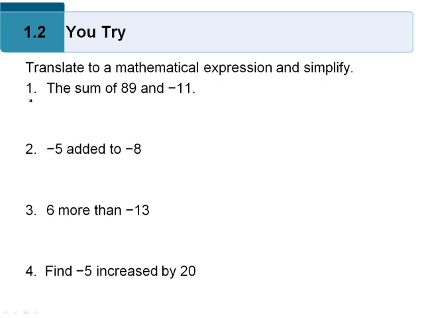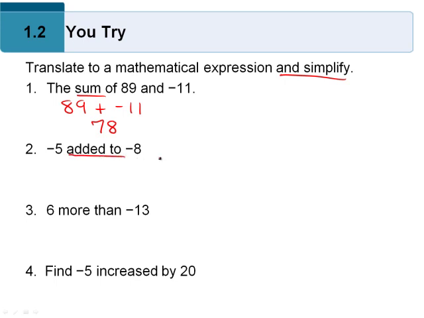Okay, so let's look at the you-tries. The sum of 89 and negative 11. So we're talking about a sum. This goes right in order. 89 plus negative 11. And you can either put the negative 11 in parentheses or not. It's up to you. So now it says and simplify. So 89 plus negative 11, the signs are different, so we have to subtract, keep the sign of the bigger number, which is going to be the 89. So we know it's going to be a positive 78. That would be it.